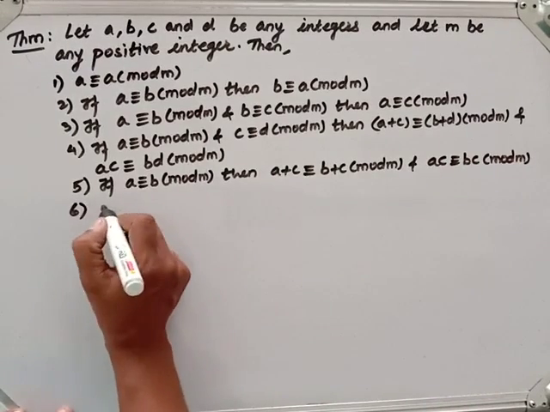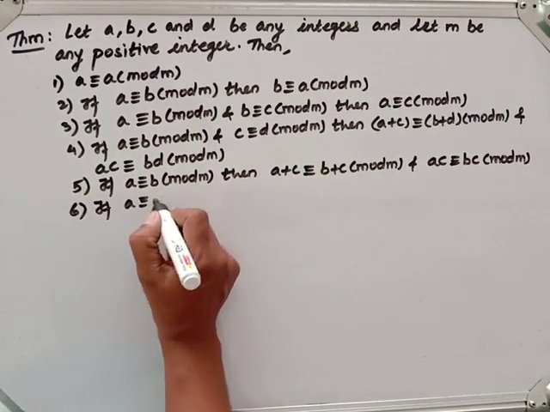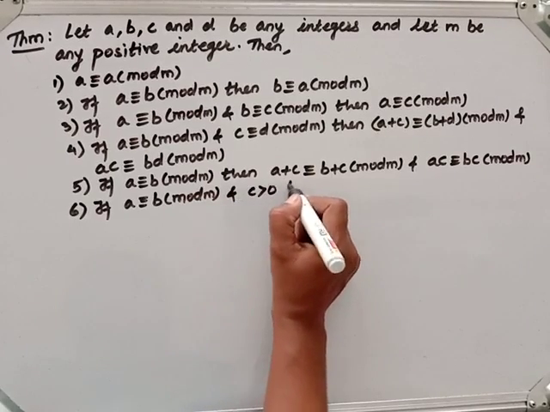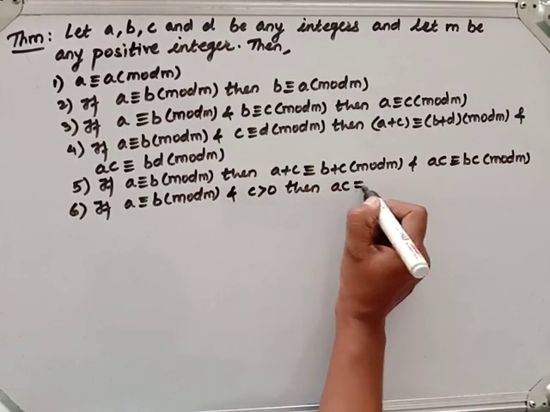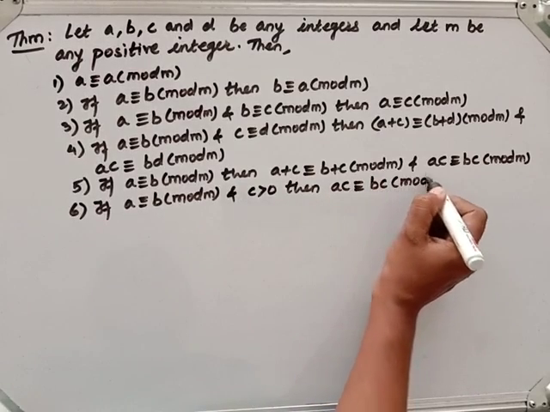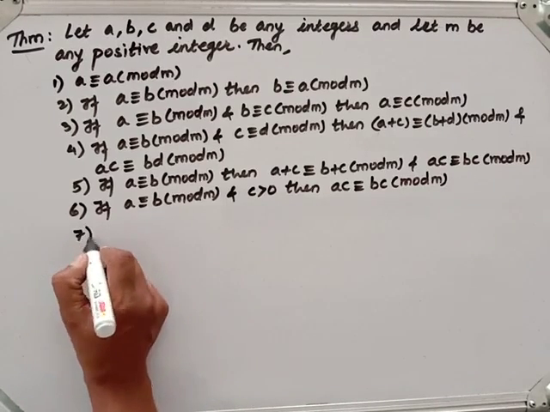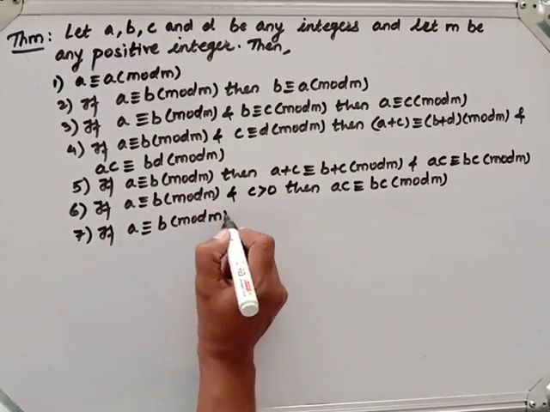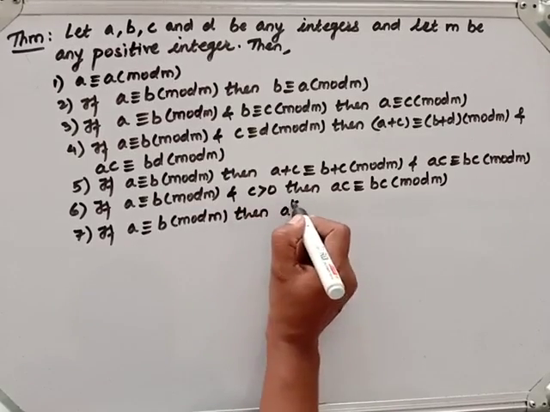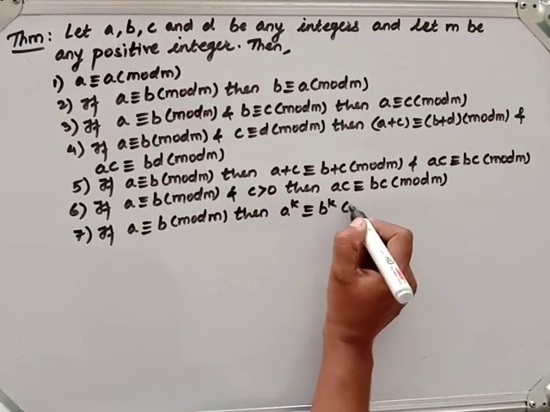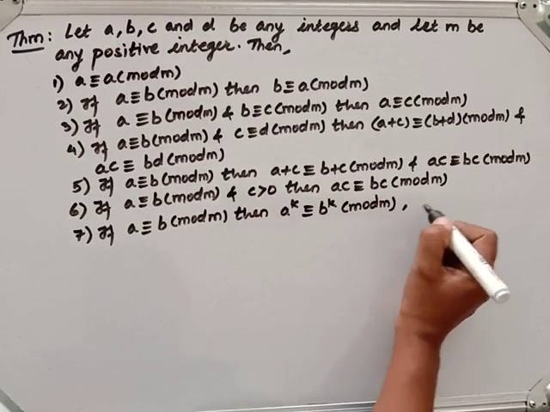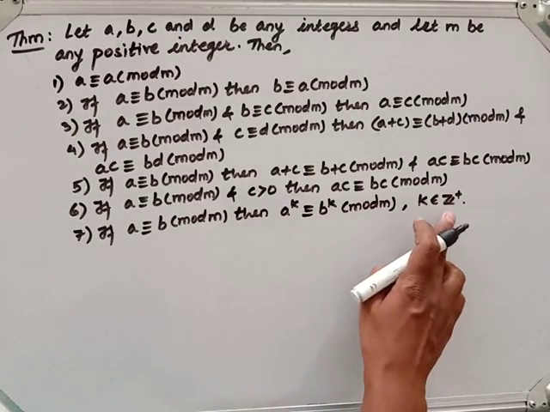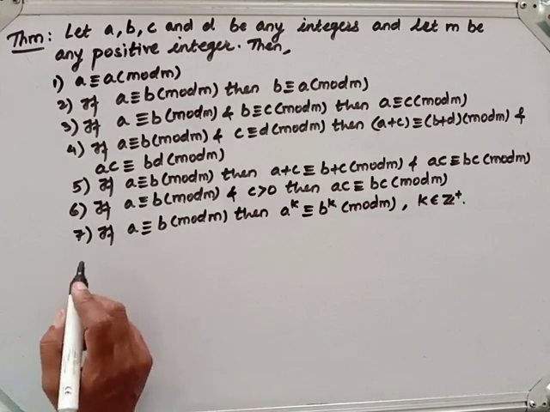Okay, next, sixth property, if A is congruent to B modulo M and C is greater than 0, then AC is congruent to BC modulo M. Seventh property, if A is congruent to B modulo M, then A raised to K is congruent to B raised to K modulo M, for K from the set of positive integers, that is the set of natural numbers, we can say. Now let us prove these one by one.